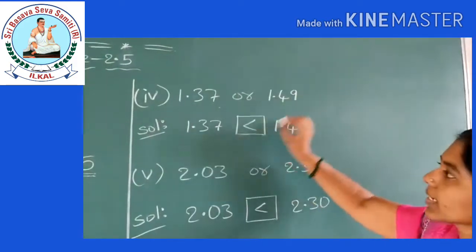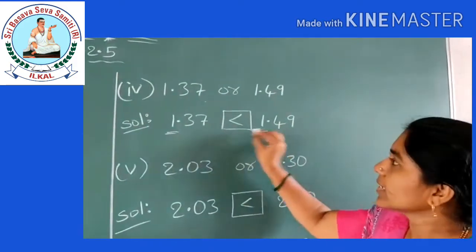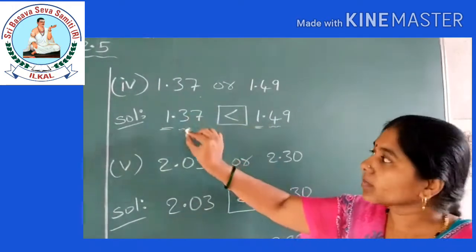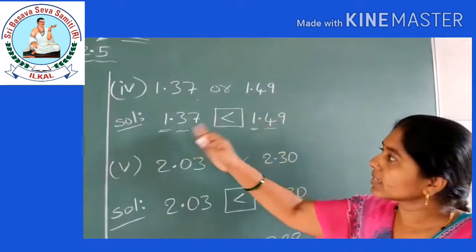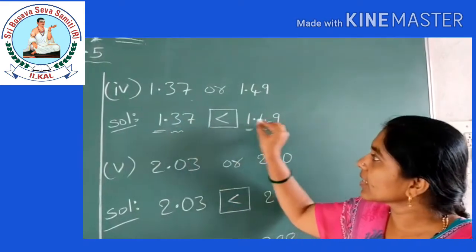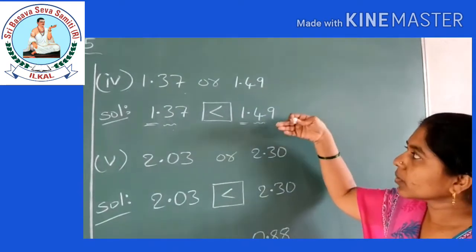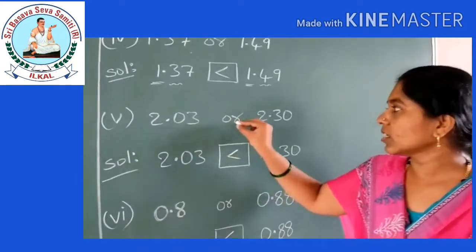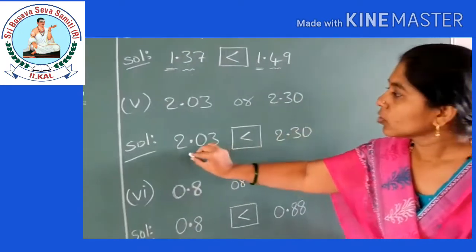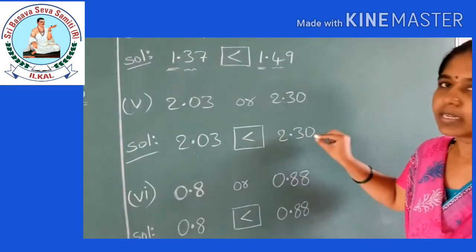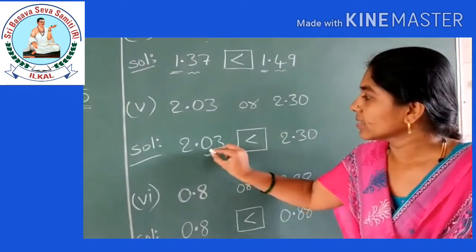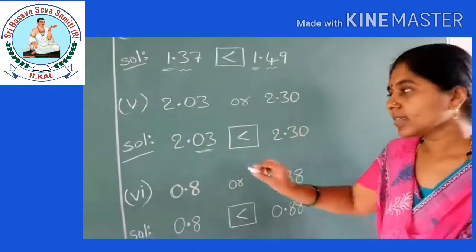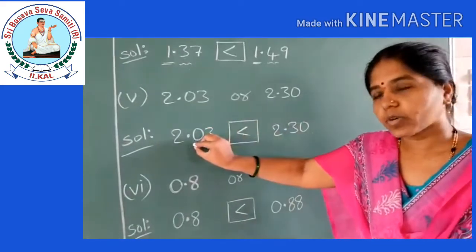1.37 or 1.49. Here 1 it is. Here 3 and here 4, which means in the first 10th place only. In decimals, the first place itself is enough to consider which is greater. Then 1.37 is less than 1.49, which is nothing but 1.49 is greater than 1.37. Next one, 2.03 or 2.30. 2.03 is less than 2.30. I just said, in your mind, is 03 greater or is 30 greater? You compare in that way, easily you can write it. 2.30 is greater than 2.03.